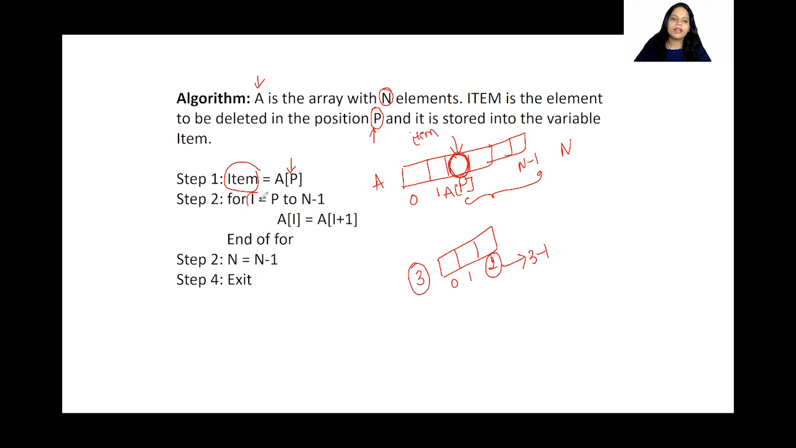Now what is the value of i initially? i is nothing but p initially, isn't it? So what is a of i? a of i is nothing but a of p, which is nothing but this position. So what I'm saying is, the value of this position has to be the value of a of i plus 1. i plus 1 is nothing but this one. So I'm going to move the value from here till here. Again, the i value is going to get incremented, and the pointer is going to come over here. Now I'm going to move from here till here, isn't it?